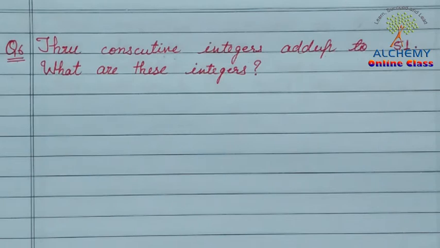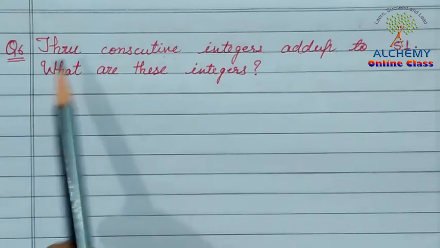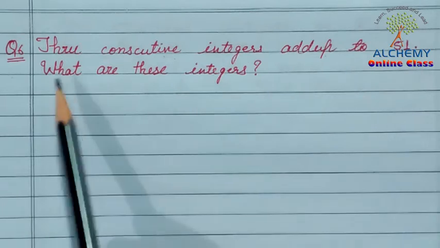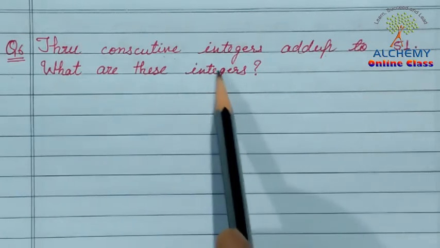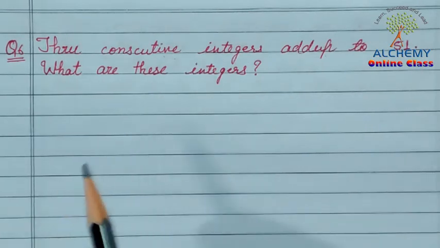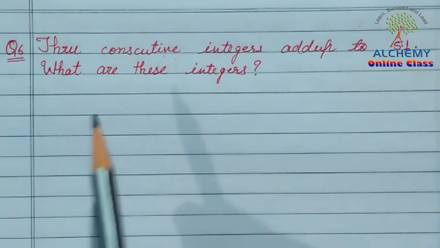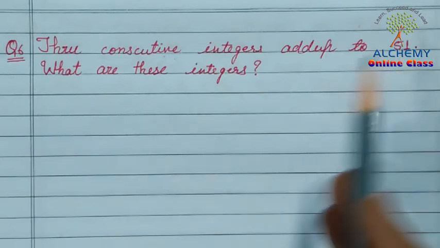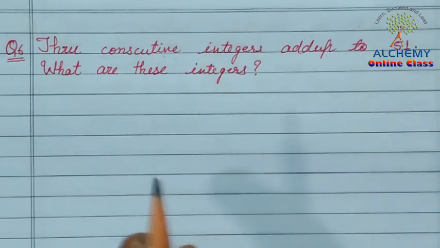So now the next question that we all are going to take is question number 6. Let's see what is given in question number 6. Three consecutive integers added to 51. What are these integers? First of all, we have 3 consecutive integers. When we add these 3 consecutive integers, we get the result 51. So first of all, we have to find what the integers are.